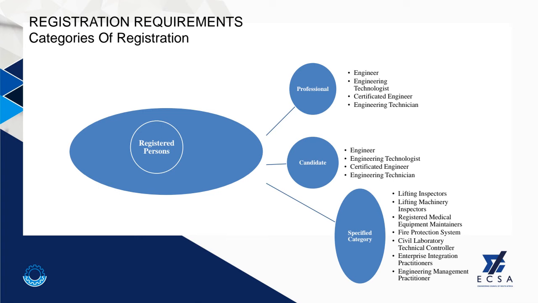This shows the categories of registration that we just spoke about, including now the specified categories, because now when you split them, there are many of them, as they are indicated there below on the presentation. These are as when and when the need arises that ECSA has to cater for those that are not necessarily in the profession as a whole. Hence, they are referred to as the specified categories. As you can see, the lifting inspectors, lifting machinery inspectors, registered medical equipment maintainers, fire protection systems, civil laboratory technical controllers, and so on and so on. There are many that are coming on board now and then. And that research part of ECSA in the value chain is what we look into.